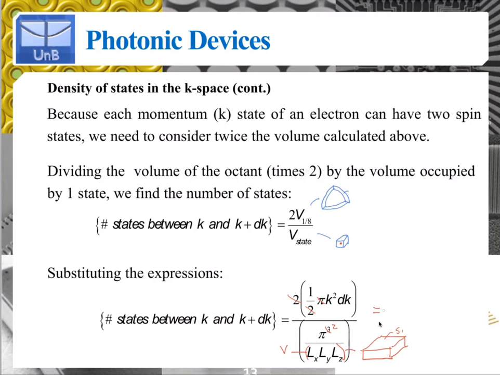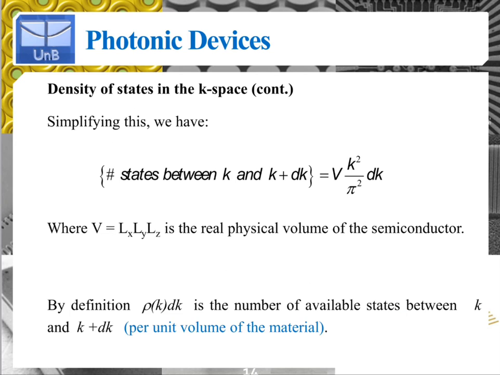So this will turn out to be V times k squared dk divided by what remained in the denominator, which is pi squared. That's the number of states. This is the actual number of states within the range k and k plus dk. So there, that's the result. Where, as we said, V is the volume of the solid, the block of semiconductor, which is Lx times Ly times Lz.